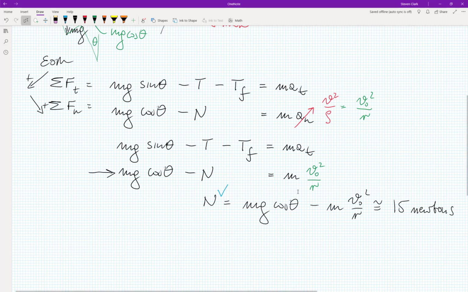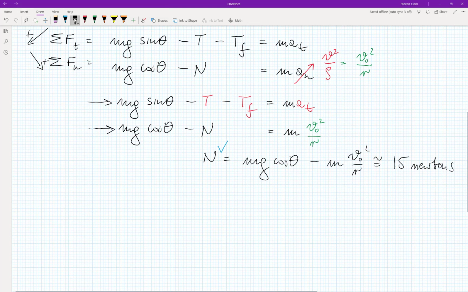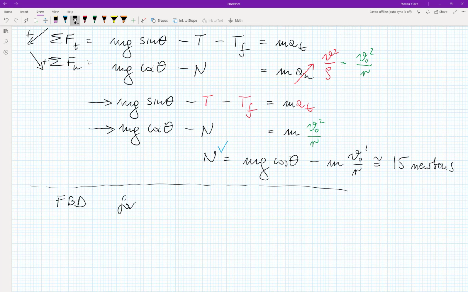Let's have a look at this equation right now. How many unknowns do we have in here? a_t is not known, friction is not known, and T is not known. We need two more equations, because we have one equation and three unknowns. So why don't we go for the FBD for the other body? Let's do that quickly. FBD for body B.